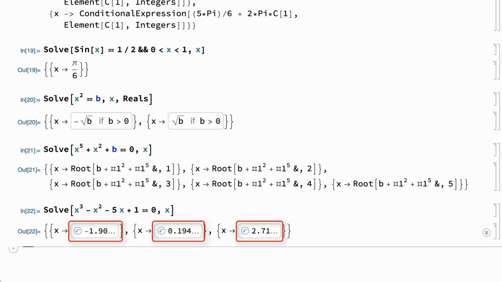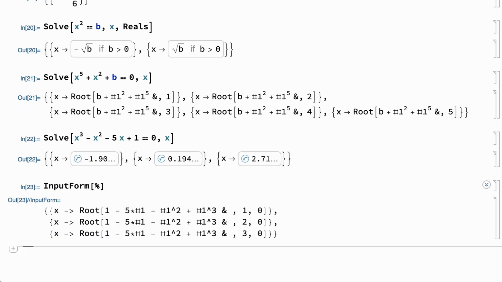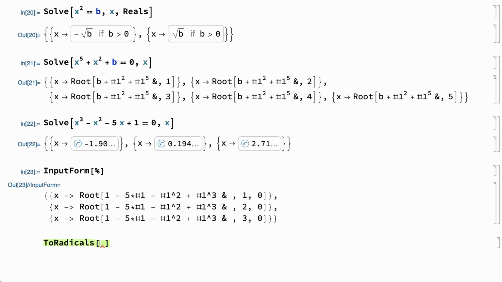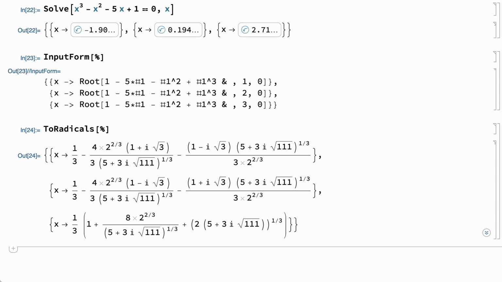The default display of a numeric root expression shows numerical approximations for each root, but the underlying root expressions are still exact and are not numerical approximations. The actual root expressions can be seen by applying InputForm to that result. Roots of polynomials can also often be represented using radicals. For example, the ToRadicals function can be used to show that result in terms of radicals.